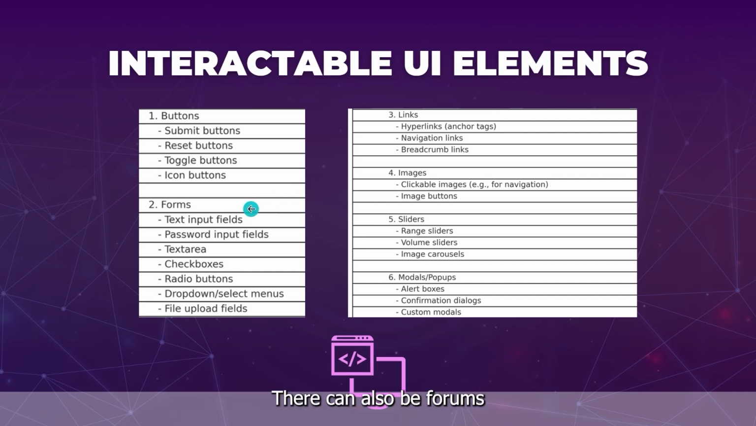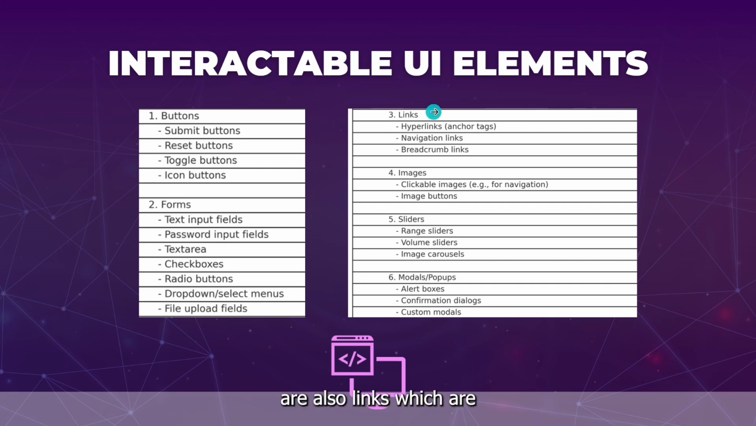There can also be forms, which contain text input fields, or the fields where we can click in and enter text using our keyboards. There are also password input fields, or what we call authentication pages, where we can input some username or password to log in. There are text areas, checkboxes, which we can tick or untick, radio buttons which we can select from multiple selections, drop-down select menus, and file upload fields where we can drag or select a file to upload.